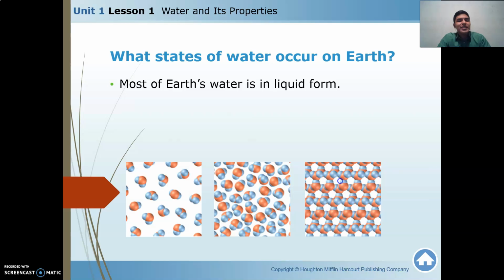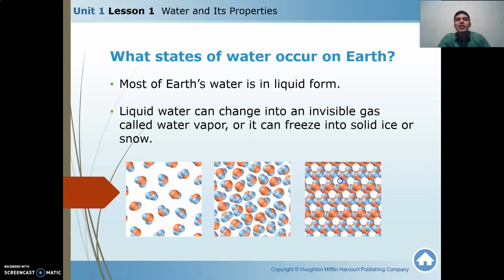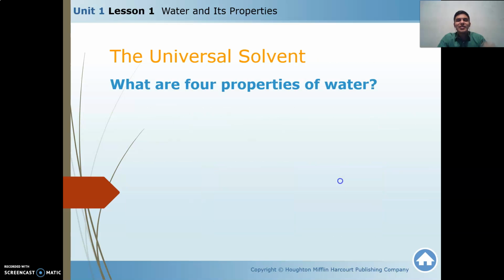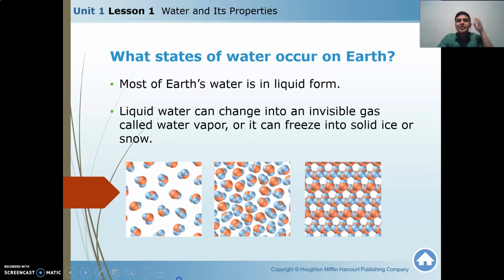Most of Earth's water is in liquid form. Liquid water can change into an invisible gas called water vapor, or it can freeze into solid ice or snow. And at a very microscopic level, let's start with the solid. The solid particles are going to look a little bit like this on the right. You know that the water particles are all assembled together. They are pretty close to each other, and the particles are not moving that much.